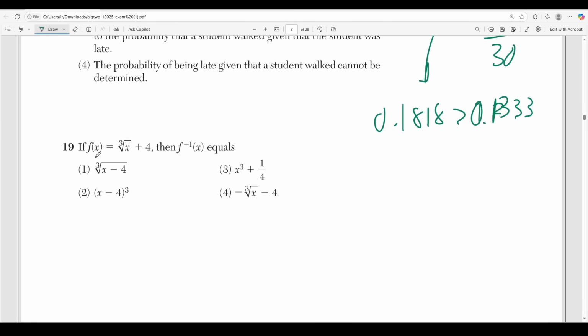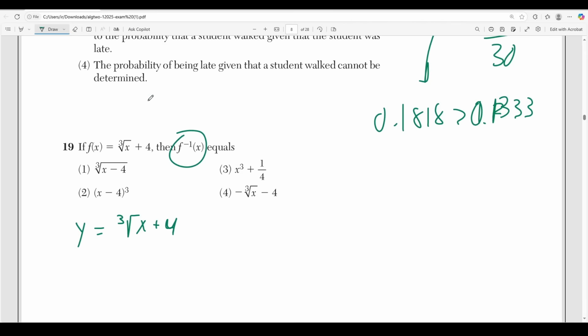Number 19 says if f of x is equal to the cube root of x plus 4, then f inverse, or the inverse of f of x, is equal to what? So whenever you see f to the power of -1 followed by x, that's not 1 over f of x, that's just called the inverse. So to find the inverse, you just switch the x and the y. So right now I have f of x is equal to the cube root of x plus 4, or y is equal to the cube root of x plus 4, okay?